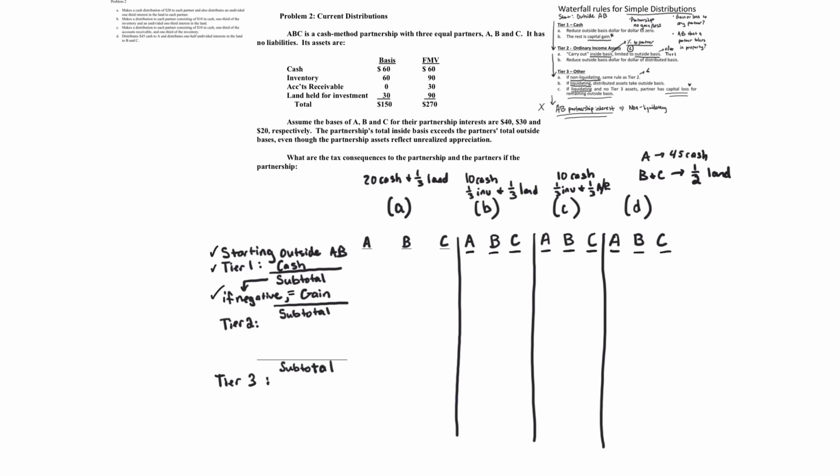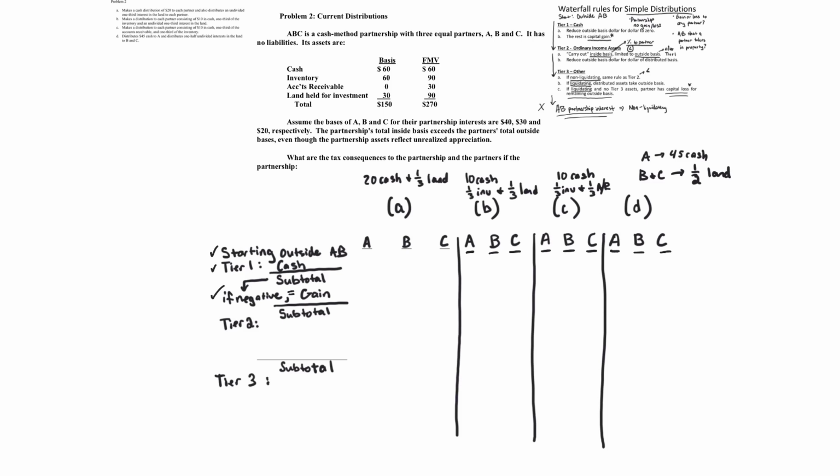Below the gain, we then see a subtotal before we get to tier 2. Then tier 2, we're going to have the ordinary income assets. Now in this problem, again, we're looking at, I said ordinary income, my apologies, ordinary income or loss. So in this problem, we're looking at the 4 assets the partnership has, right?